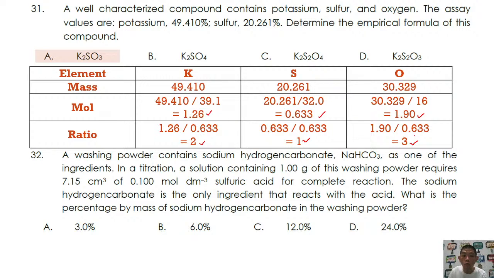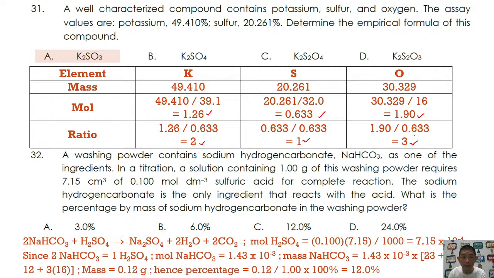So here, you need to write the balanced equation for the reaction with sulfuric acid. The general equation will be 2NaHCO3 plus H2SO4 gives Na2SO4 plus 2H2O plus 2CO2. So you need to know how to balance the equations.